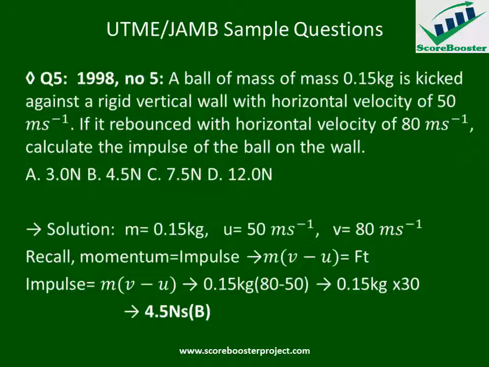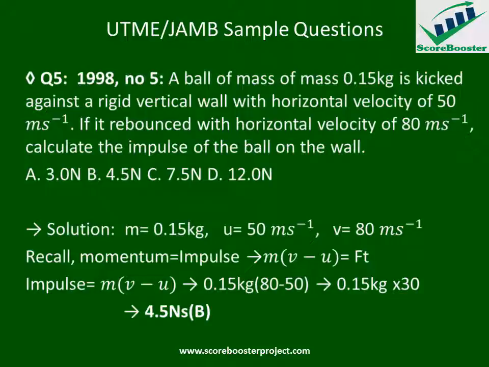And you are given mass m to be 0.15 kg. The initial velocity is given to be 50 meter per second, while final velocity v is 80 meter per second. So we have to recall that momentum is equal to impulse, and that means m into v minus u, which is change in momentum, will be equal to impulse, which is force times time.